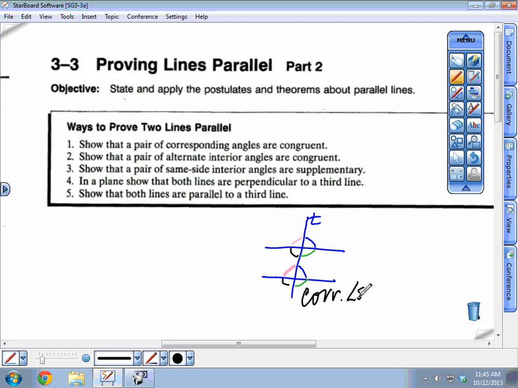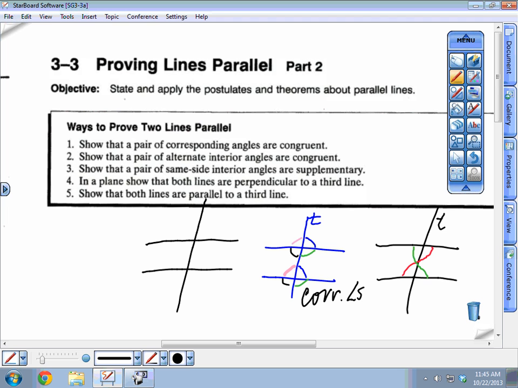Show that a pair of alternate interior angles are congruent. Well, if I have 2 lines cut by a transversal T, and I have alternate interior angles, that means you can take these 2 lines and you can do this, or you have this angle congruent to this angle. You can draw that S in there between 2 lines, kind of like a curve. Show that a pair of same side interiors are supplementary. So if I have 2 lines cut by a transversal, and these 2 total 180, or these 2 total 180, then I have parallel lines.